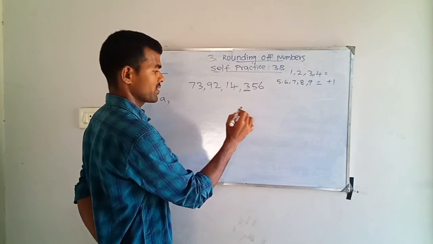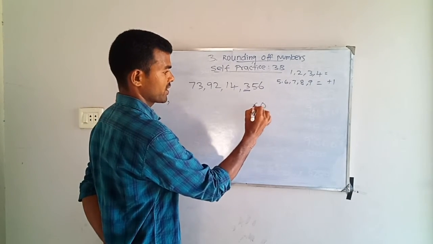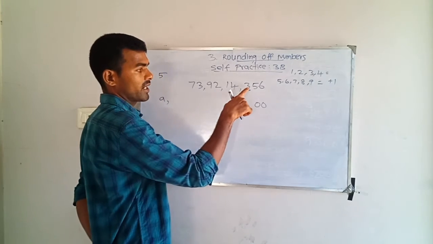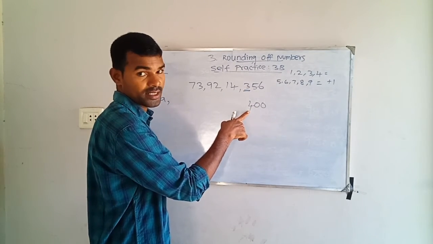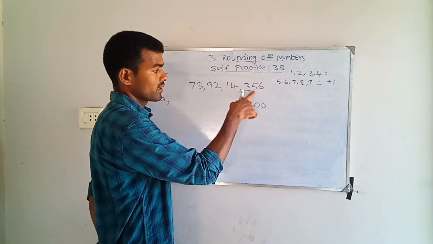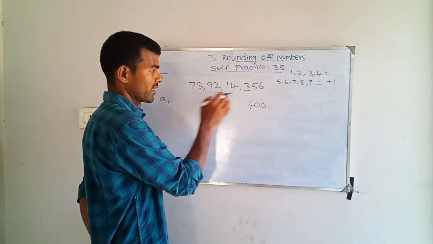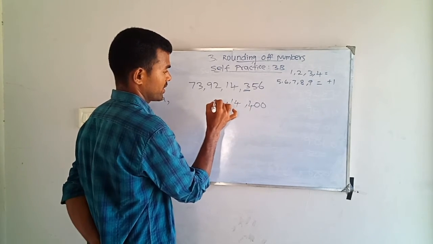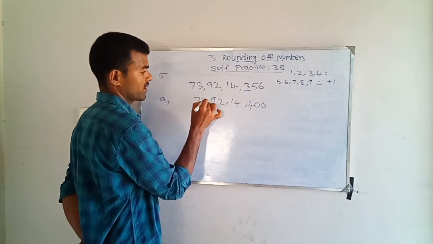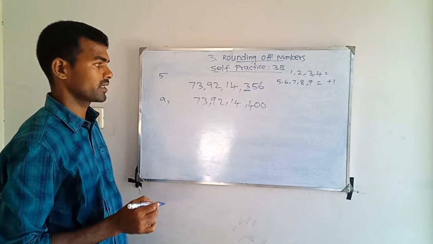1's place 0, 10th place 0, and 100th place 4. Why is 4 coming here? Understand now? Since it is 5, 3 plus 1 is 4. Then the remaining digits stay just as they are, 14, 92, 73. This is the nearest 100.